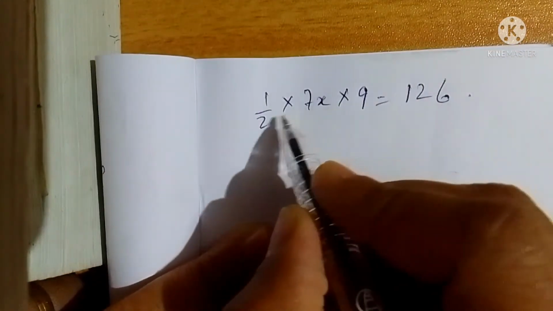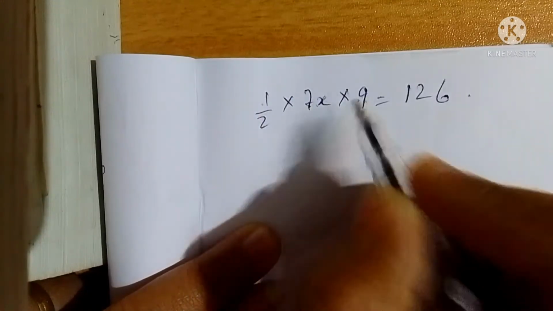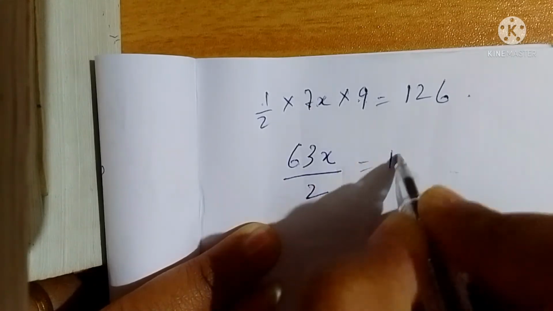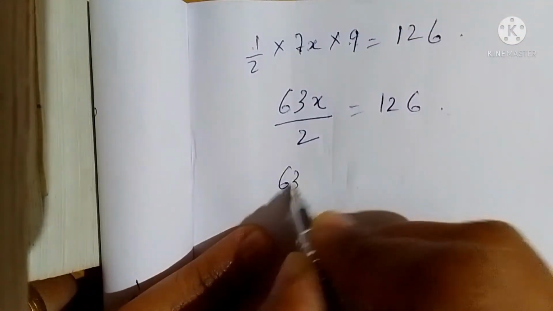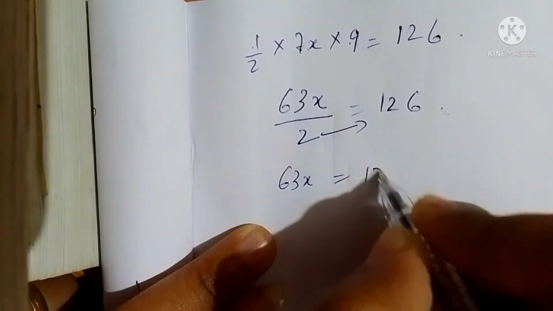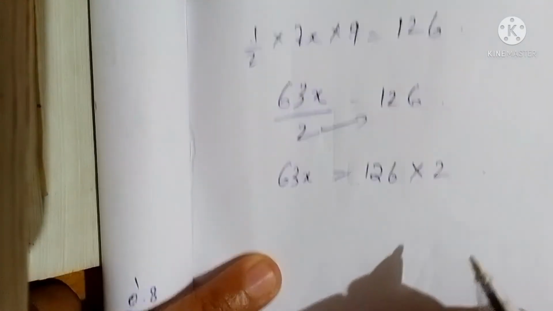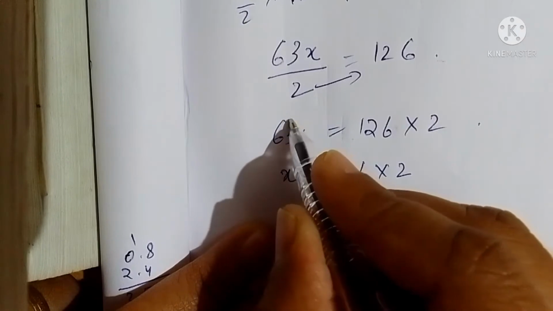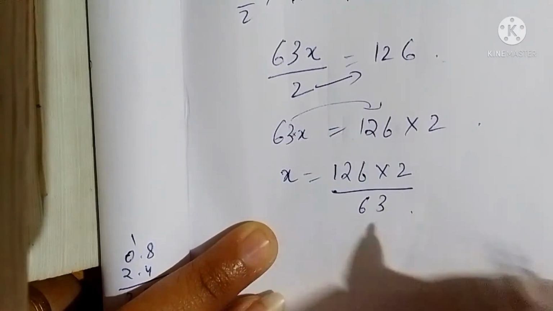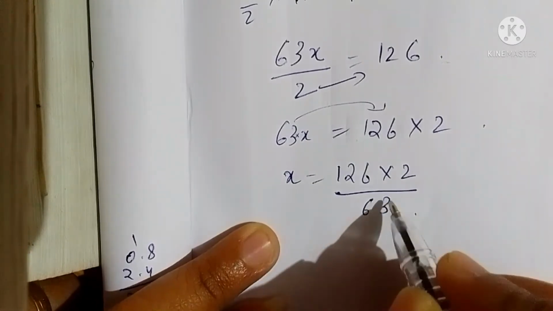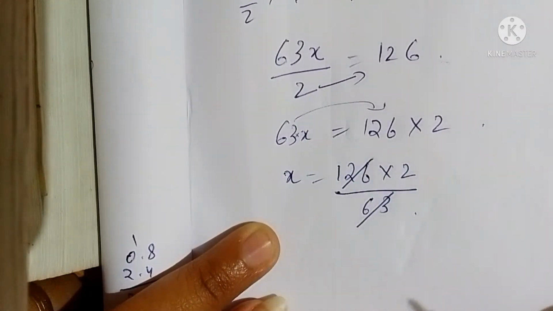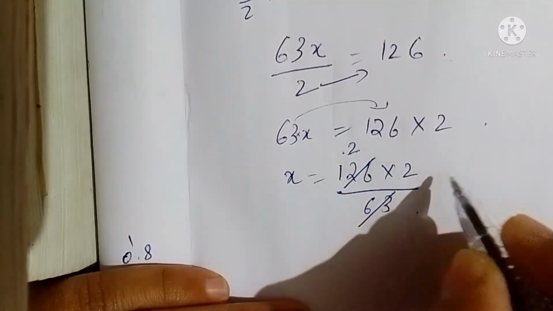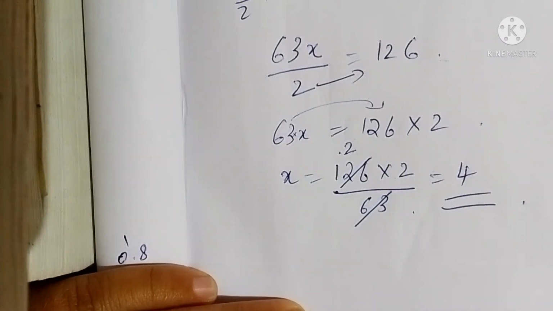Now 7 into 9, you will get 63x by 2 equal to 126. So 63x equal to 126 into 2, on taking the 2 to the other side. So value of x will be 126 into 2 divided by 63, as the multiplication by 63 on taking to the other side will be division. Now 126 divided by 63 it is 2. So 2 into 2, 4. So value of x is 4.